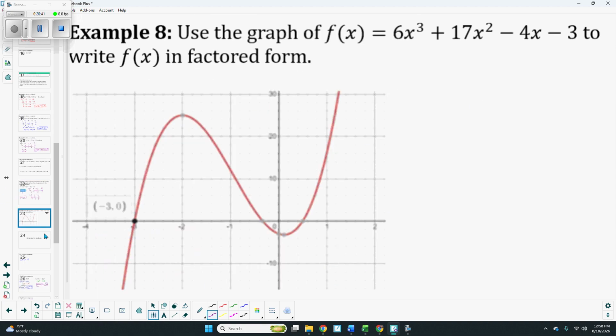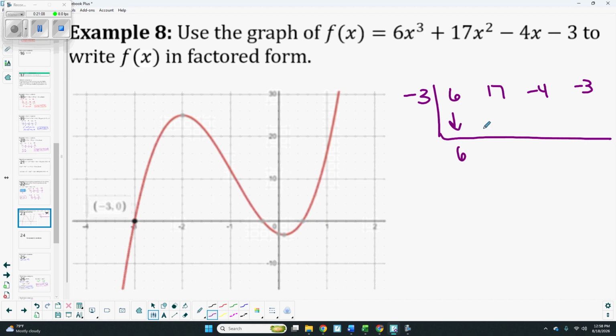And then one more together. We're going to use the graph of f of x equals this polynomial to write f of x in factored form. So it can't really see exactly where these went through, right? They're not nice numbers, but here it's very blurry on your screen, but negative 3, 0 is a 0 of this function. So we're going to start by taking out that negative 3. So multiply, add, multiply, add, multiply, add. So what I'm left with is 6x squared minus x minus 1.